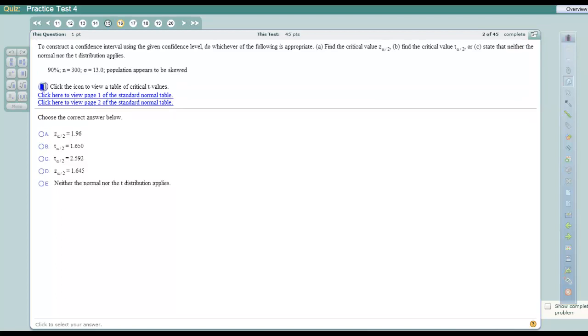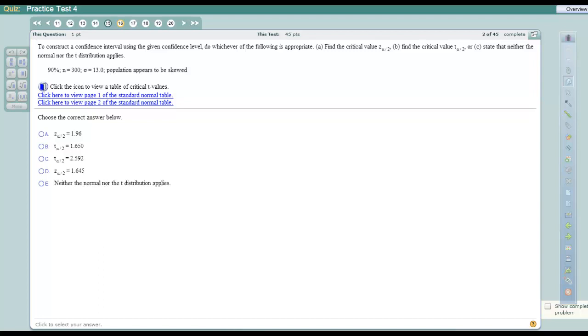Same thing. This time, we've got 90% confidence. n is equal to 300. Sigma is 13.0. Population appears to be skewed. What type of test do you think we should do? Well, this is a confidence interval. Are we doing z, t, or neither? We'll do z, because first of all, we know sigma, and additionally, we've got a large sample size, n greater than 30. So we would do z.